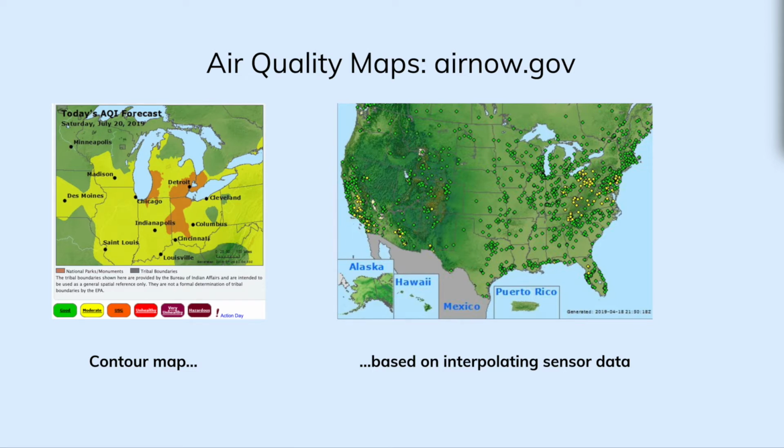So here's a map of where the sensors are. As you can see, the coverage is really uneven, but that's not really indicated by looking at the contour map.